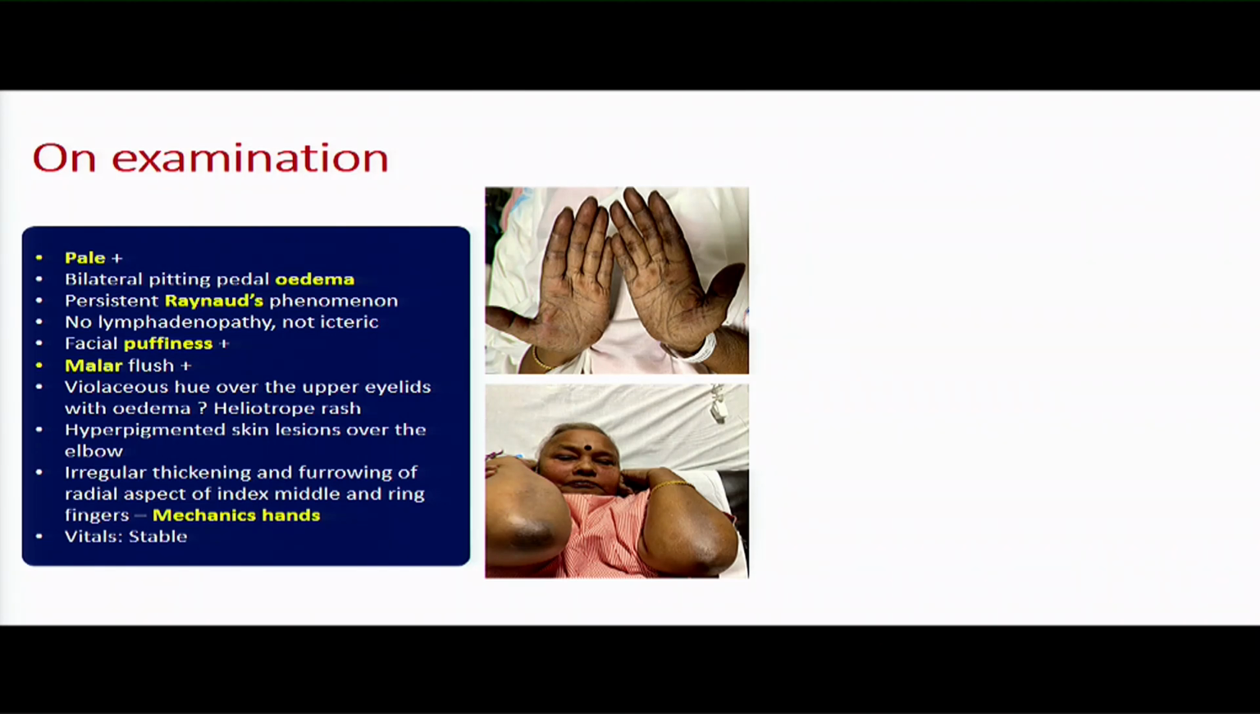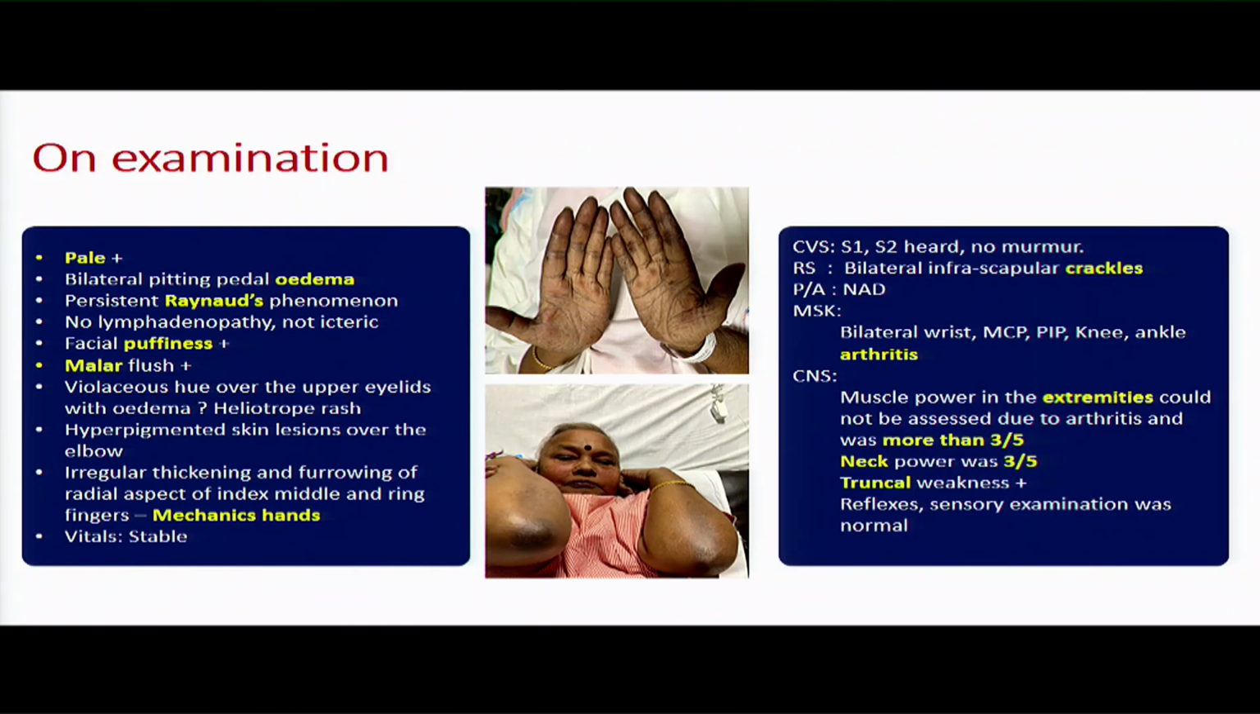In addition, she also had irregular thickening and furrowing of the radial aspect of the index, middle, and ring fingers, suggestive of a mechanic's hand. The vitals were stable, and respiratory system examination revealed infrascapular crackles with bilateral wrist, MCP, PIP, knee, and ankle arthritis. In view of arthritis, muscle power in the extremities could not be assessed properly, but it was definitely more than 3/5. But the neck power was only 3/5, and she had truncal weakness.